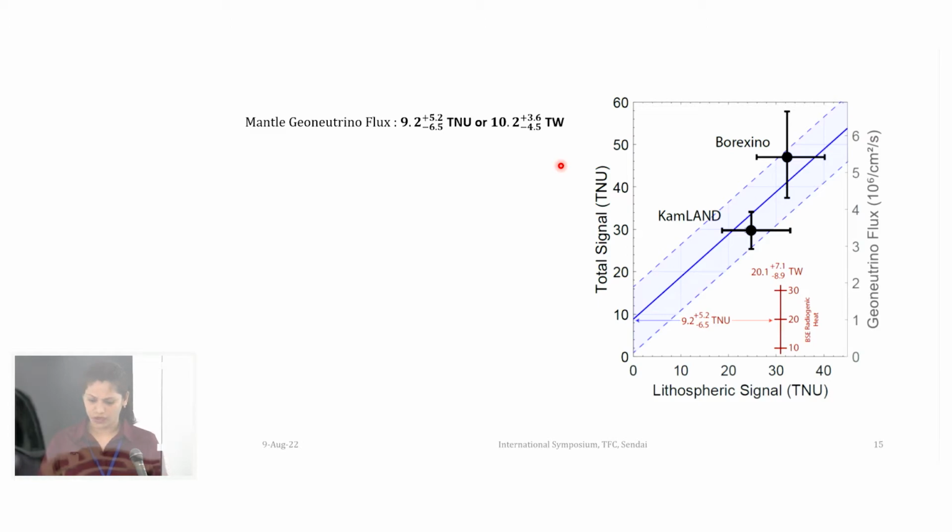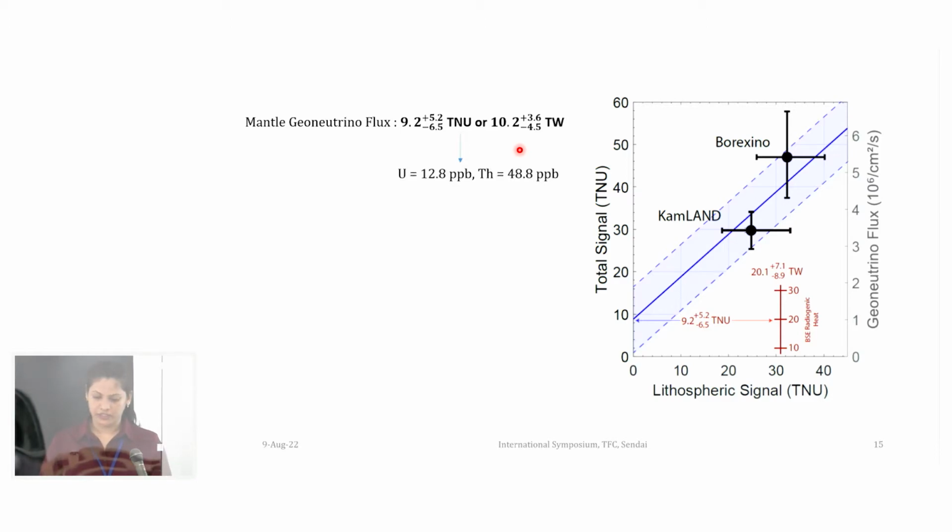here I would like to show how they are interpreting this geoneutrino flux by getting into the numbers for uranium and thorium. So here is the estimate from Borexino in TNU, and here it is from KamLAND. They have made a linear fit using these two experimental studies, and again, where it hits the y-axis will be the contribution for the mantle. So their geoneutrino flux contribution is now 9.2 based on these two revised experimental results, and in terms of terawatts, it will be 10.2.